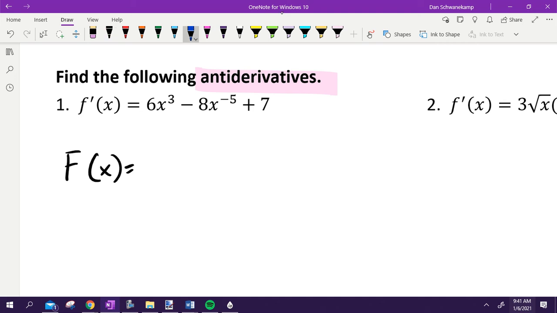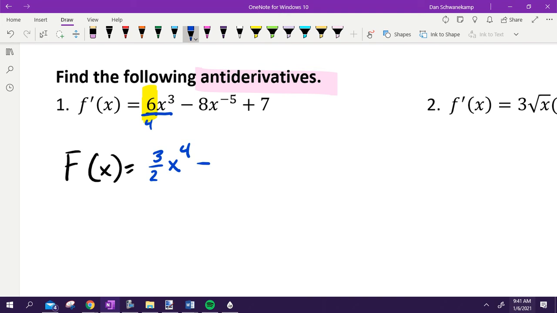Okay, so my first thing here, I look here, these are all just polynomials, so these should be pretty easy. We start off with x cubed. We're going to add 1 to our exponent. So what's my new exponent going to be? 4. And then I'm going to divide by my new exponent. So my new exponent of 4, I'm going to divide the original constant by that. So I'm taking 6, and I'm going to divide it by 4. What's my new leading coefficient going to be? 3/2.